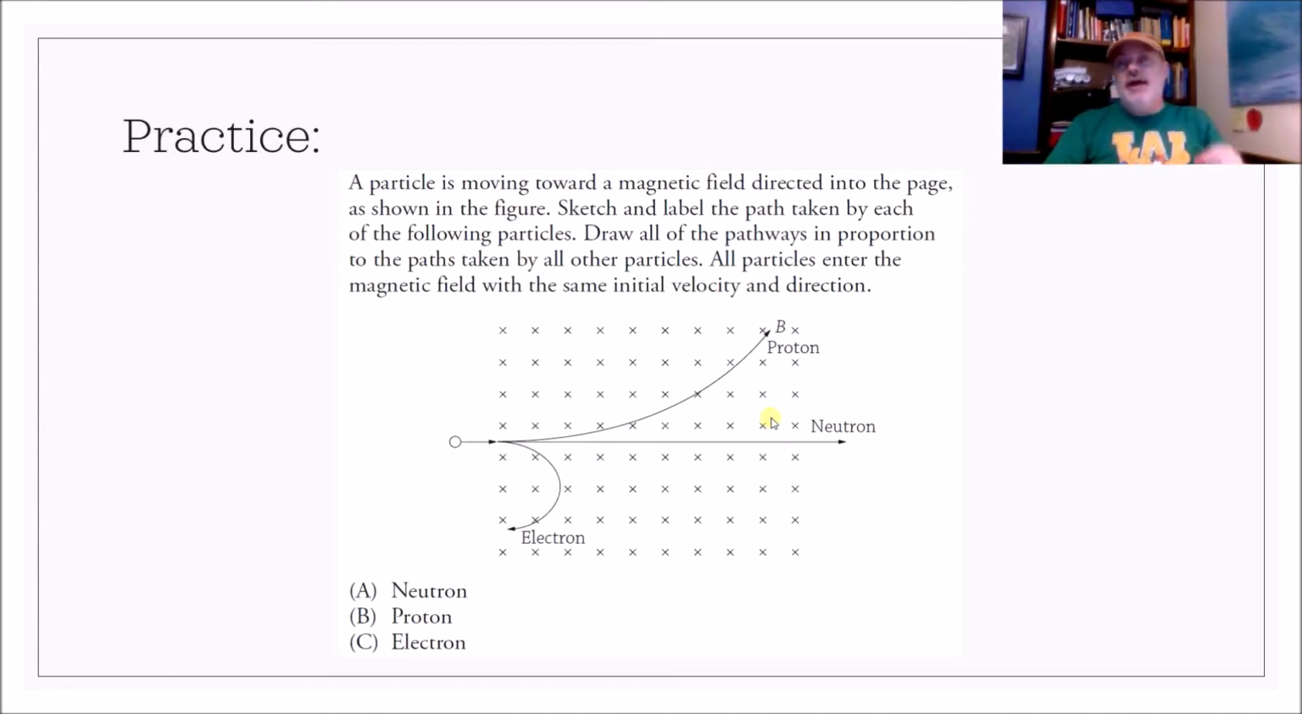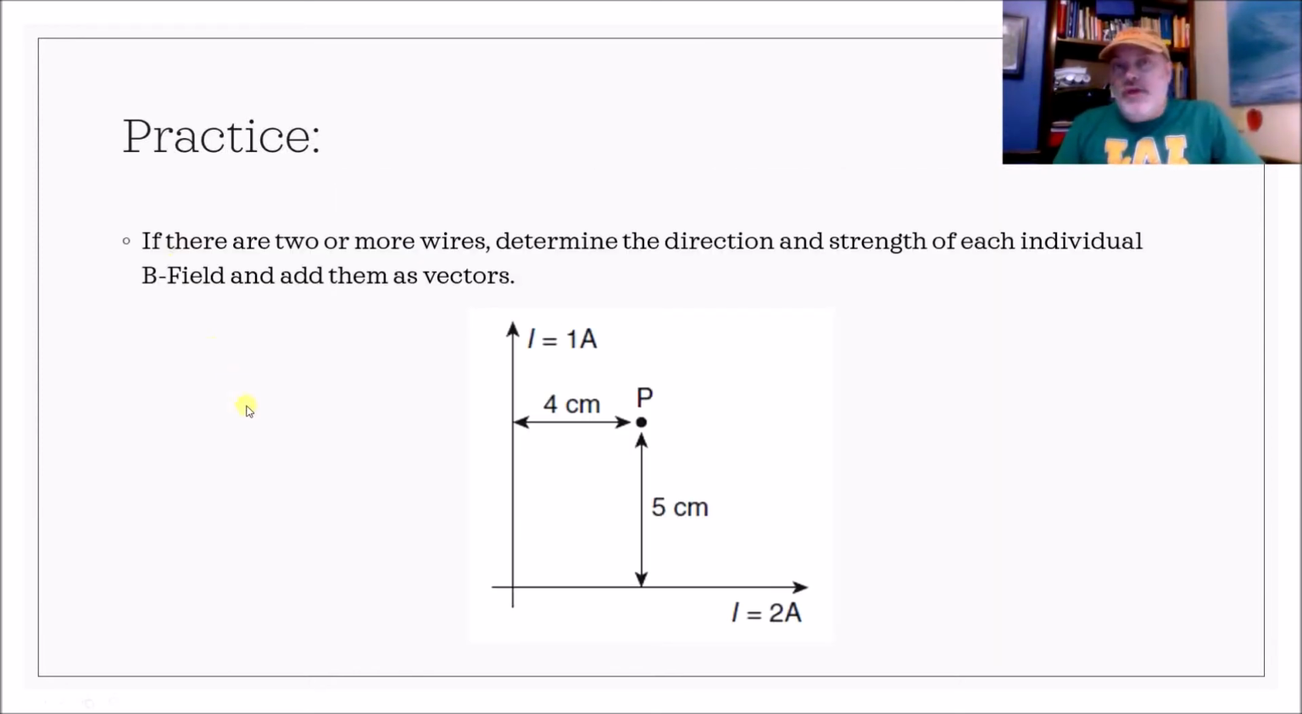So why did I draw the electron with a tighter curve? Well, if they're going the same velocity, then the electron has the same force because it has the same charge magnitude as a proton, but it has less mass, so it'll have greater acceleration and a tighter radius. What if we have more than one magnetic field at the same time?